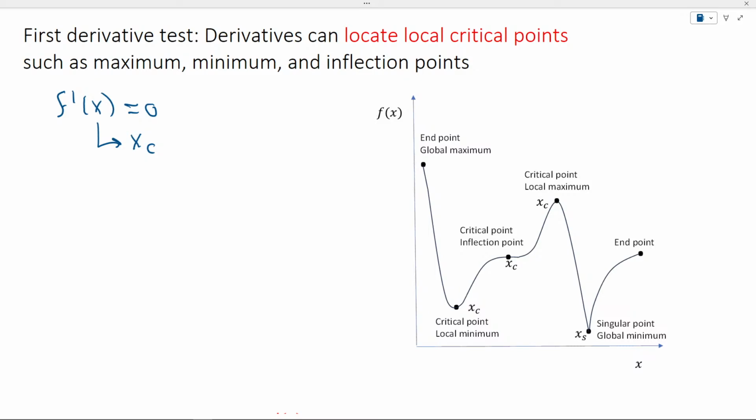So here, if I asked you in this function, what is your global maximum? Your global maximum could be either this local maximum or one of these two endpoints. In that case, this guy is larger, so that's your global maximum. If I asked you what's your global minimum, you have to check this guy and your two endpoints. This guy is smaller than this guy, this guy is smaller than this guy, and this guy is smaller than this guy. So this is your global minimum.